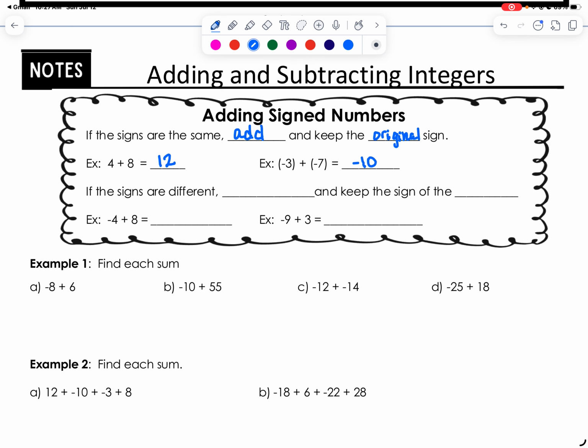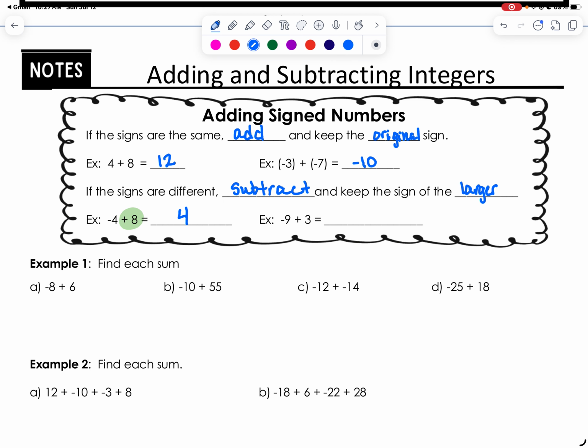Now, if your signs are different, if one of them's positive and one of them's negative, you simply subtract the two numbers and keep the sign of the larger. So, for example, if I have negative 4 plus 8, one of my numbers is negative and one's positive, so they have different signs. So I subtract them. So 8 minus 4 is 4. And then I want to go with the sign of the larger, which in that case would be 8, and it's positive. So my answer is positive 4.